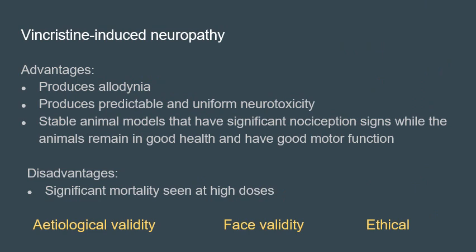Vincristine produces good models of neuropathy, as the animal models have allodynia and it produces predictable neurotoxicity and shows similar effects from animal to animal. Although the animals have neuropathy, this doesn't affect the animal's general well-being, and they still have good motor function. High doses of vincristine cause significant rates of mortality, but this can be reduced by giving smaller doses at regular intervals. However, this causes significant suffering for the animal, so the method is ethically questionable.